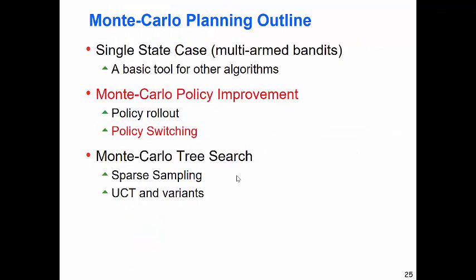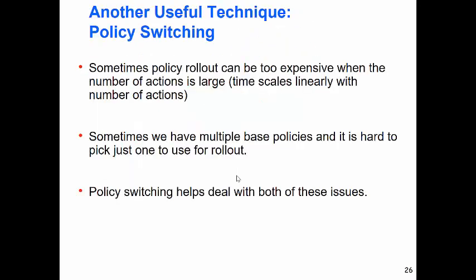So the other type of policy improvement approach that I want to talk about is called policy switching. And this is motivated by the idea that, well, in a lot of domains, we might have many policies available to us. Right? There's a whole bunch of research fields that essentially study coming up with different types of heuristic policies to solve problems.